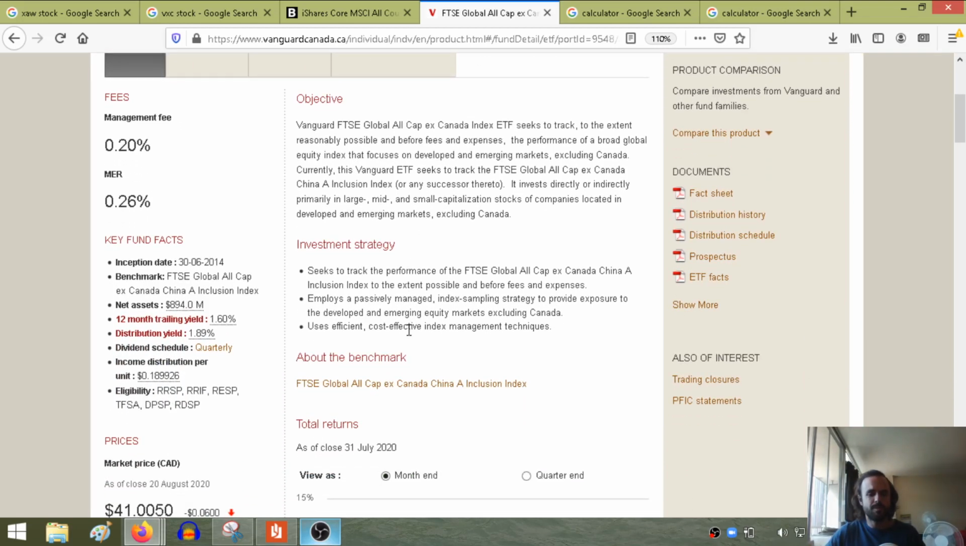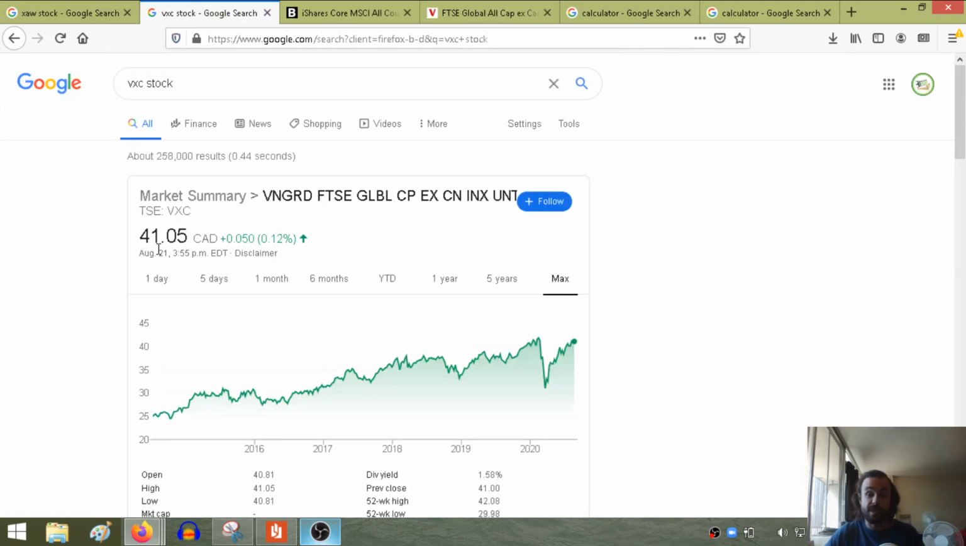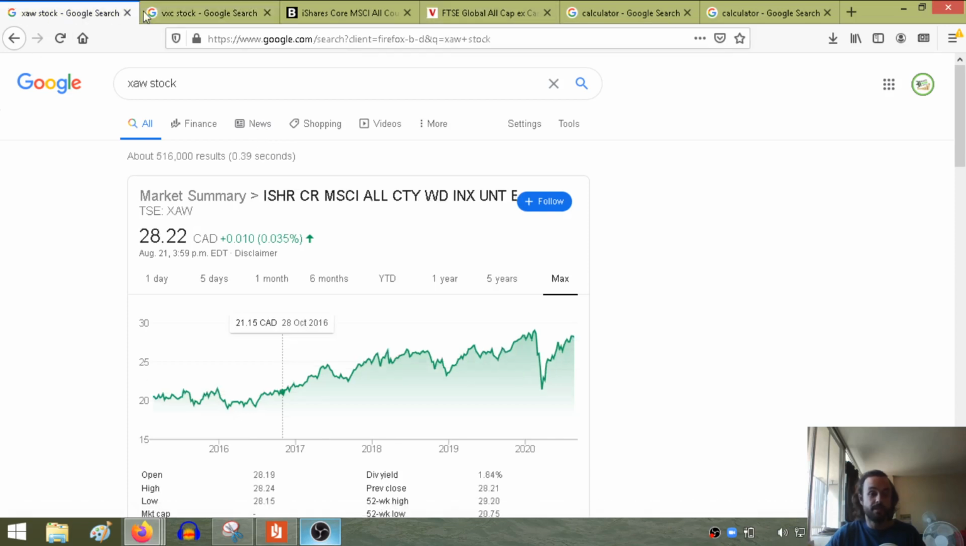But I would consider this one as probably a medium risk one as well. If we look at the dividend distribution yield, 1.89%, so it pays a little bit. Well, again, the price is, we'll get to that price in a moment. I should jump over. The price of this one is $41.05 currently, so that's another thing to consider.